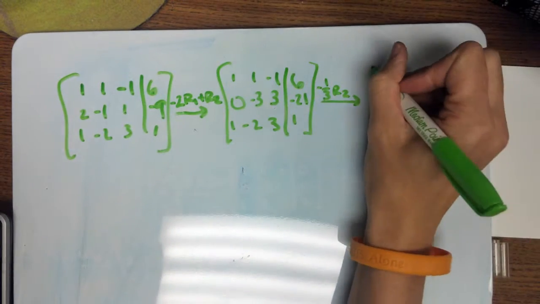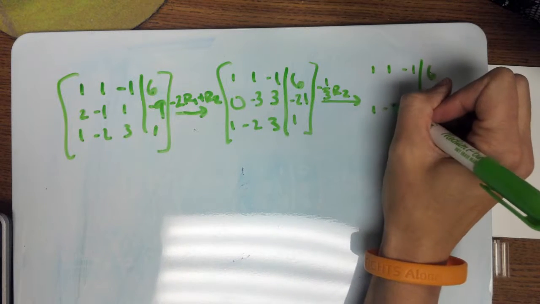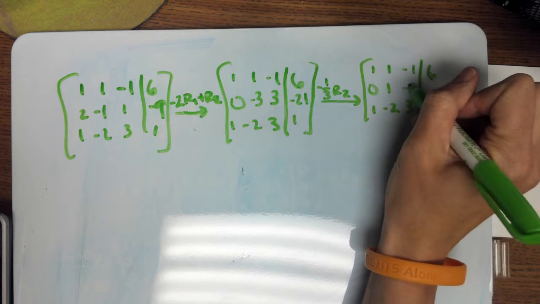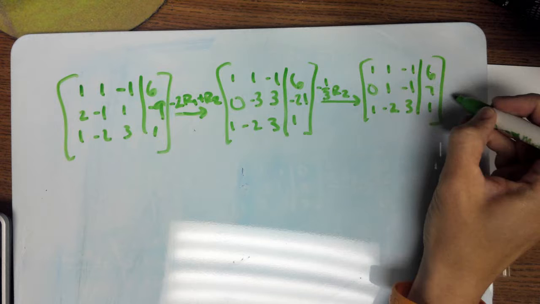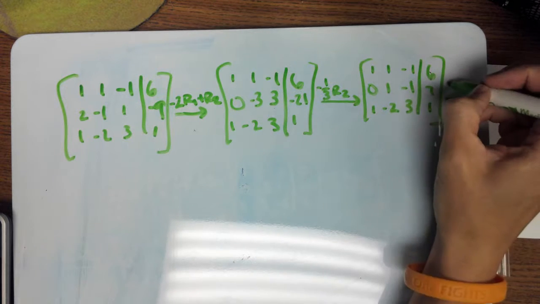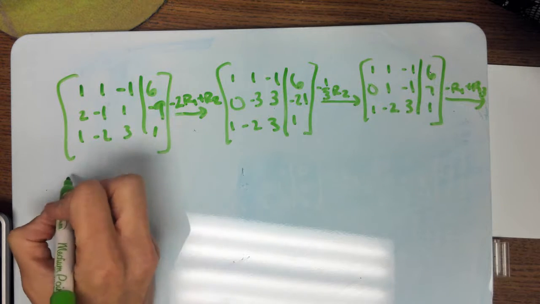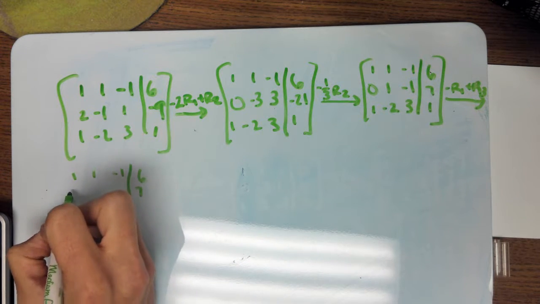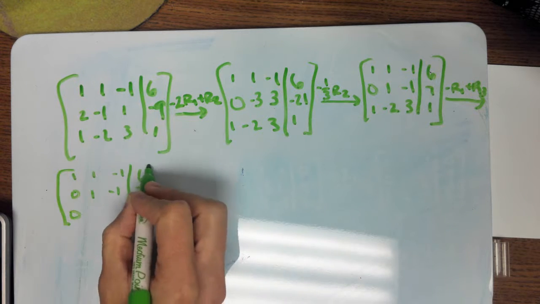Slide this over, 1, 1, -1, 6. So row 3 also stays 0, 1, -1, 7. Row 1 and 2 are done. Now I'm going to take negative row 1 plus row 3, I'm sorry. So we got row 1 and 2 staying the same. 0, 1, -1, and then we get 0.